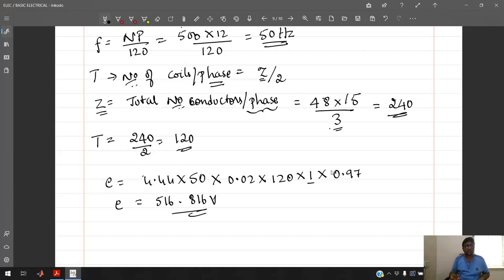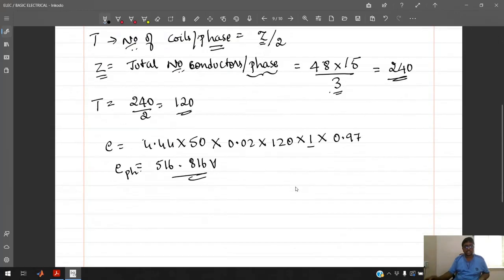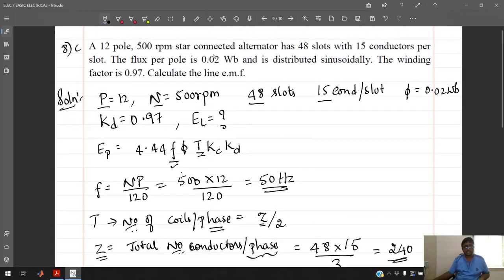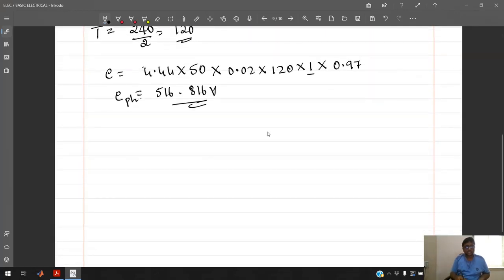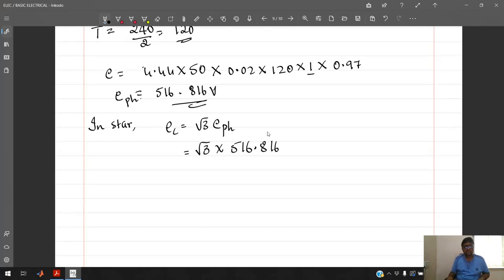Now all the EMF you have, conductors, everything you have calculated per phase. So even the EMF which is generated will also be the phase EMF. You need to calculate the line EMF. In the question it is given that it is a star connected alternator. So you know that in the case of star connection, line EMF is equal to root 3 times phase EMF. So just multiply the answer with root 3, 516.816. So you are going to get the voltage as 895.1515 volts, which is the answer for the given problem.